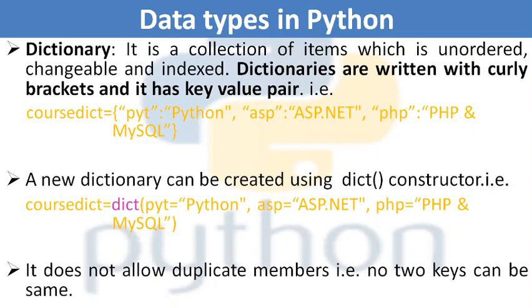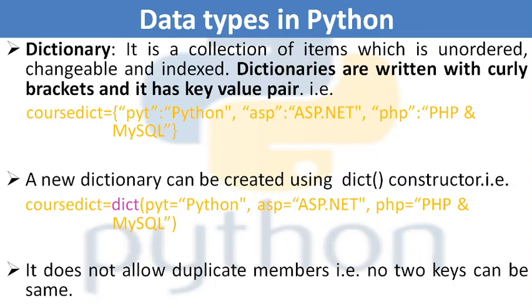Unordered means the position of the elements of the dictionary is not fixed. So which element will come first, which element will come last, we don't know. Changeable. That means once you declare the dictionary, you can add elements, remove elements. Indexed. You can pick the value of an element using its key, as we were doing in the case of list using index.